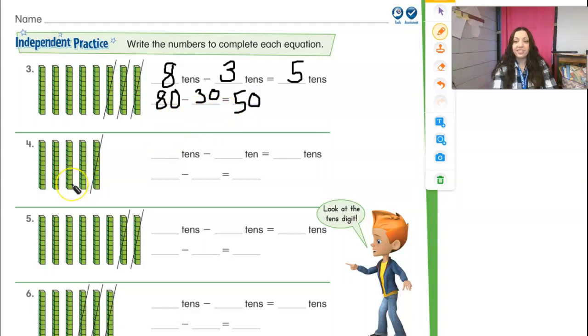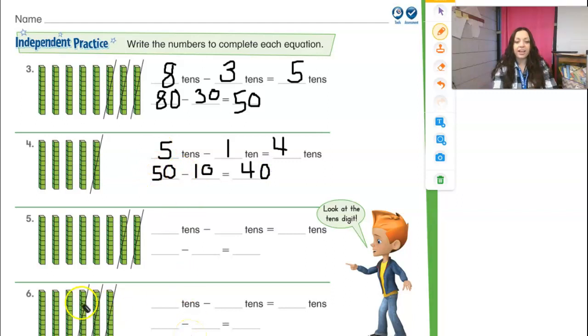All right, on our next one, how many tens do I have in all? 1, 2, 3, 4, 5. Very good. How many did I take away? 1, and so I'm left with how many tens? What's 5 take away 1? 4. Very good. So I had, what's 5 tens? I had 50. I took away 1 ten, which is 10, and I'm left with 4 tens, which is 40.